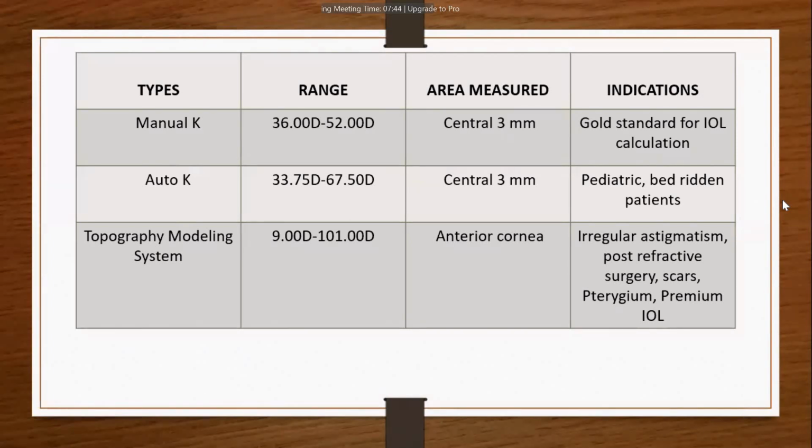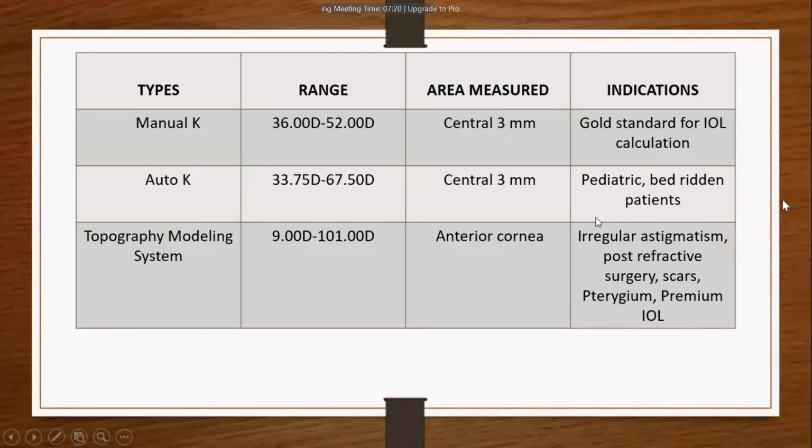In most conditions, even doctors go for the manual keratometer, since if the patient has any kind of corneal surface disorder, it can easily be picked up in a manual keratometer by seeing the mires. So this is the gold standard for IOL calculation, the manual keratometer. Auto keratometer we can do for pediatric cases, patients who can't fixate well, and bedridden patients.